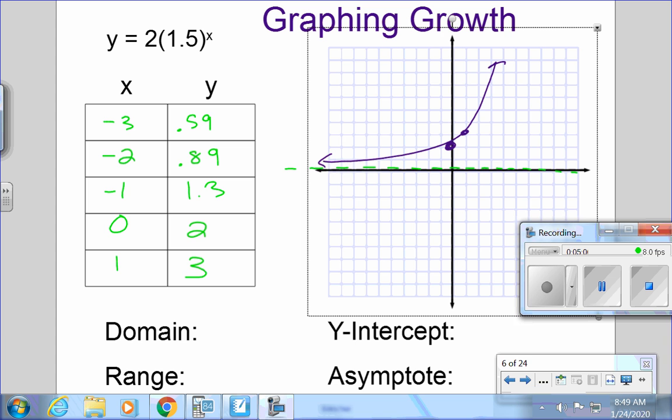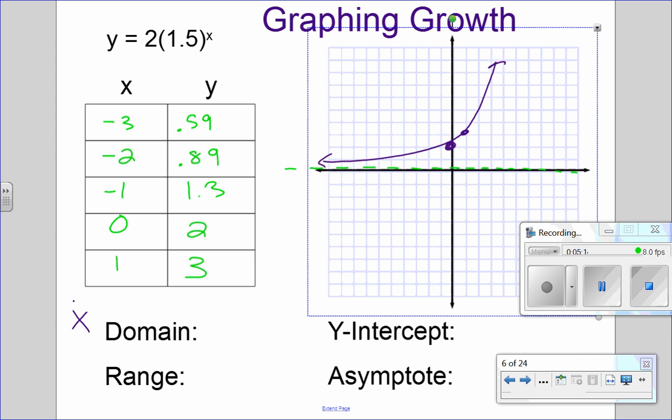All right, domain. So domain is where this graph travels on the x-axis. Do you remember that? Domain is x, range is y. So this graph can go anywhere on the x-axis, and the way we denote that is we write negative infinity through infinity with a comma in between. It means it can go left as far as it wants. The graph can go right as far as it wants.